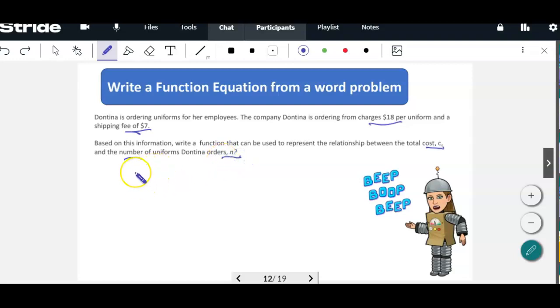All right, so our total cost is C. We don't know the number of uniforms, but we know they're $18 per uniform, so 18 times n. And then they have to pay this shipping fee of $7. So that's what that one would look like.